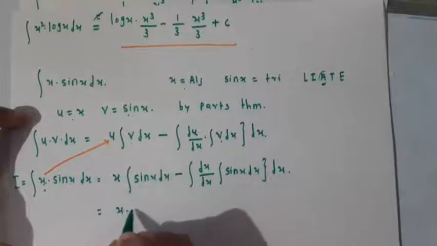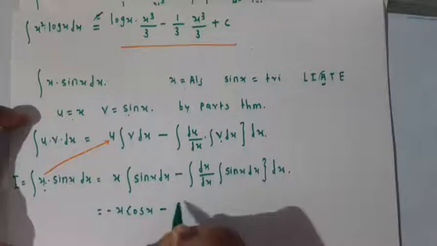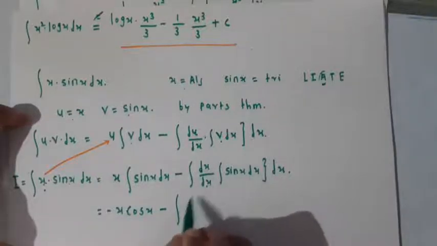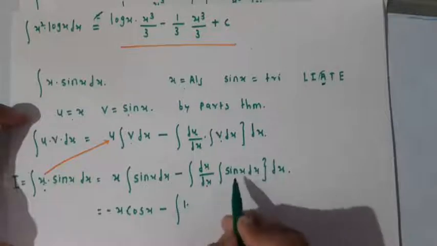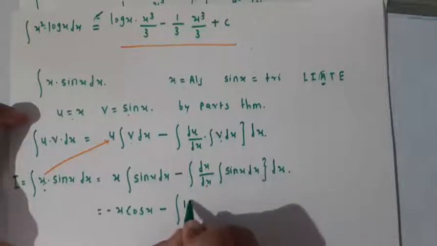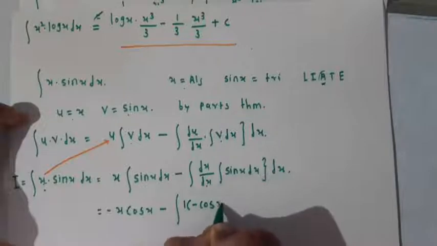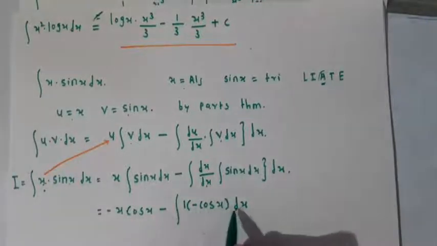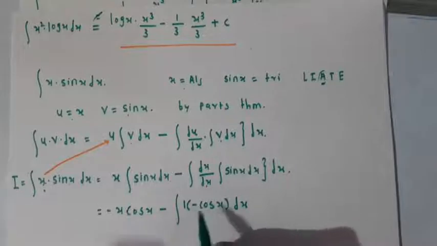Integration of sin x is minus cos x, minus integration of differentiation of x with respect to x, which is 1. Differentiation of sin x is minus cos x with respect to x. And now we have to find out the integration of the whole for this calculation.